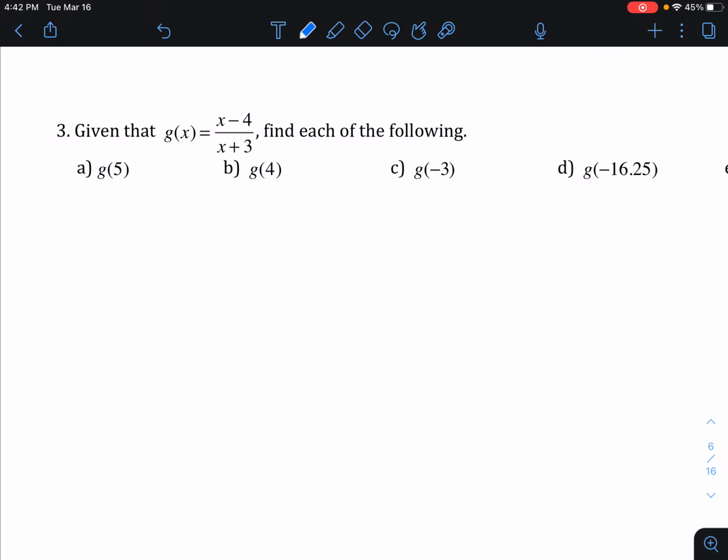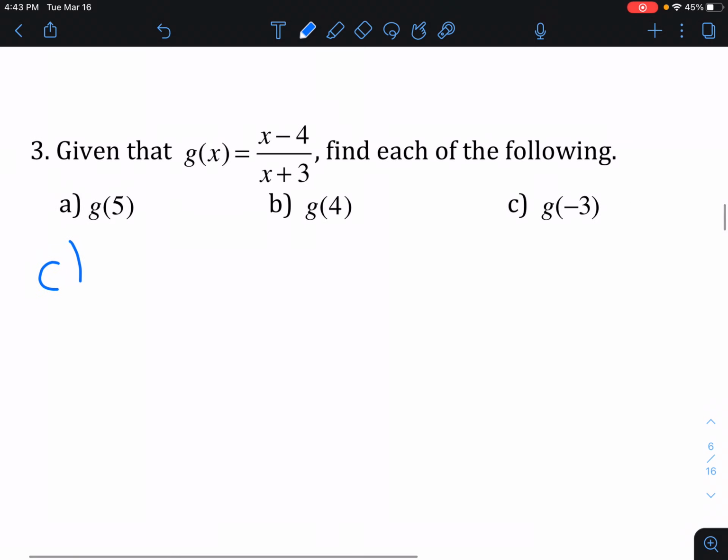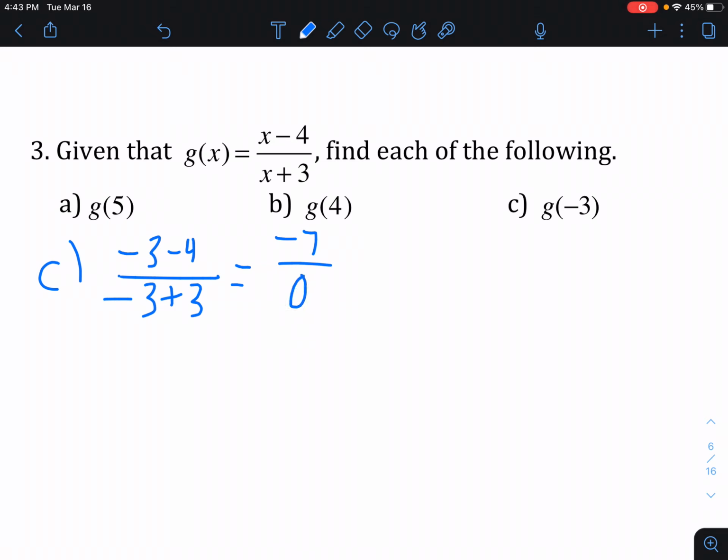Okay, we got a fraction here, not too bad. Actually, I want to hit up letter C here. Plugging in -3 into function g. So that'll be -3 minus 4 divided by -3 plus 3. So on the top, -7 divided by 0. Guess what? You're not allowed to have 0 in a denominator of a fraction. Therefore, you need to write undefined. You need to write that phrase if you have a 0 in a denominator. If you do not write undefined, I must take off a point.